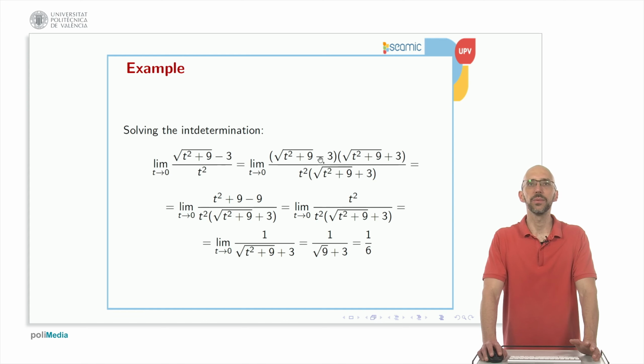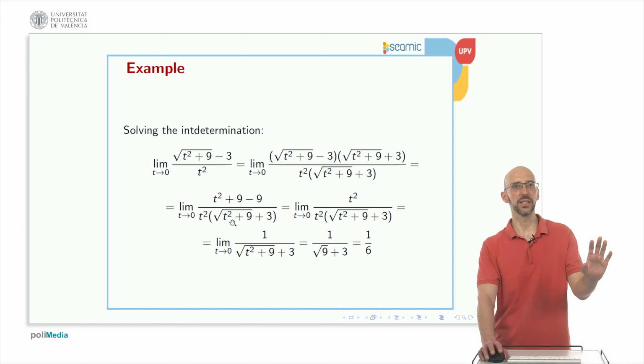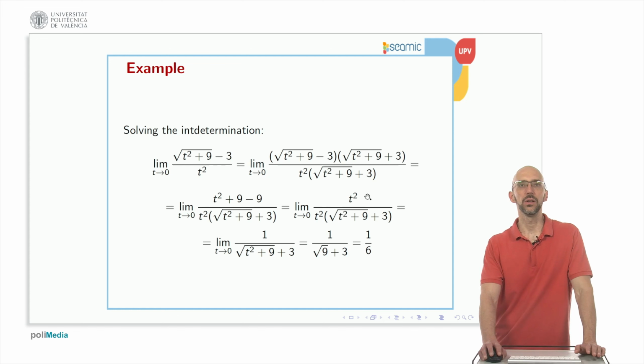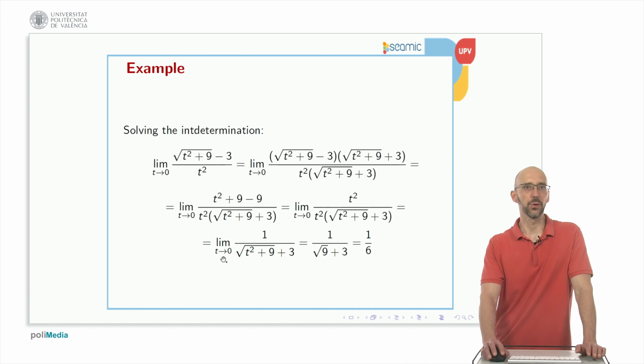Remember that the conjugate is formed just by changing this sign to the contrary. Okay, if this is positive, I would put negative here, but since this is negative, I have written positive on this part. Then if you multiply, again, the numerator, what you will obtain is t squared plus 9 minus 9. 9 and 9 disappear, so you got t squared on the numerator. The denominator, I just left it as it was at the beginning, so you can simplify t squared, and the only thing left is that function when t approaches 0.